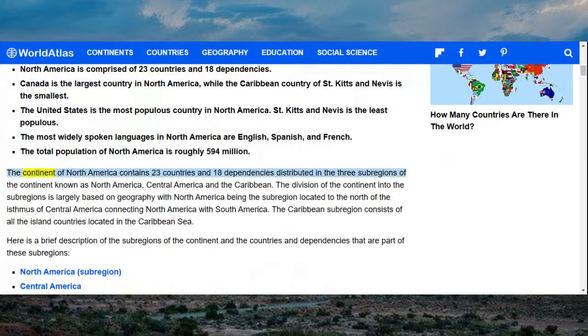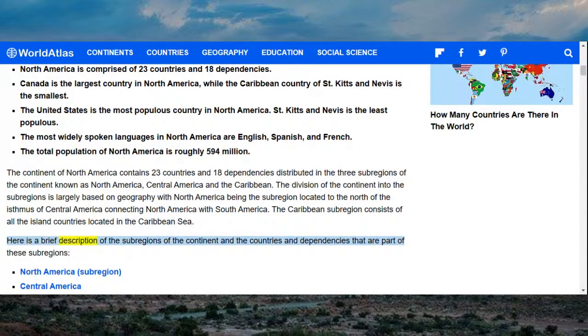The continent of North America contains 23 countries and 18 dependencies distributed in the three subregions of the continent known as North America, Central America, and the Caribbean. The division of the continent into the subregions is largely based on geography, with North America being the subregion located to the north of the Isthmus of Central America, connecting North America with South America. The Caribbean subregion consists of all the island countries located in the Caribbean Sea.